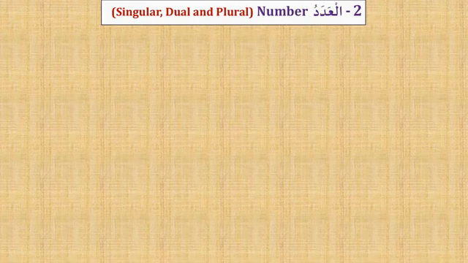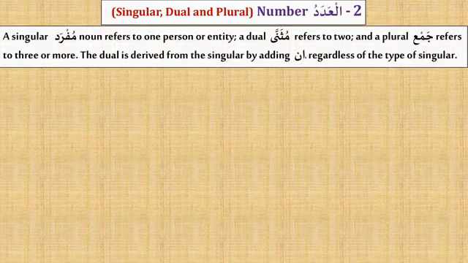The second quality of the noun is al-adad, number. Singular, dual, or plural. A singular in Arabic called mufrad. It's a noun refers to one person or entity. Mufrad is singular. A dual is called in Arabic muthanna. It refers to two people or entities. And plural is called jam'un. It refers to three or more.